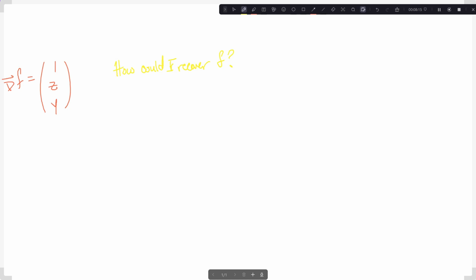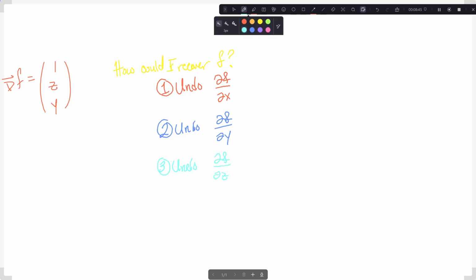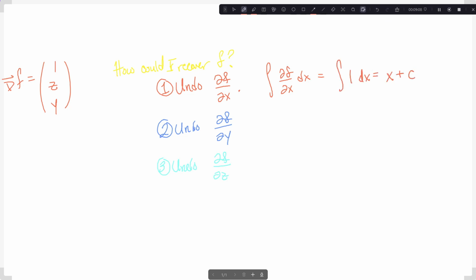Well, let's just try to undo the gradient in 3 steps. Step 1, undo partial f partial x. Step 2, undo partial f partial y. And step 3, undo partial f partial z. If I work in these 3 steps to undo a partial derivative, I'm going to integrate the partial derivative with respect to that variable. In this case, my partial derivative with respect to x was just 1. So if I integrate 1 dx, I recover x plus c.